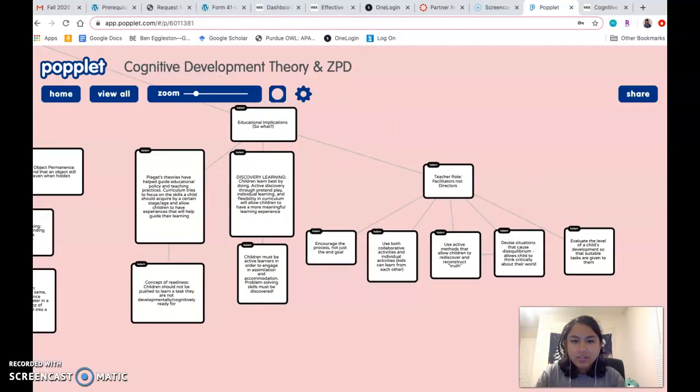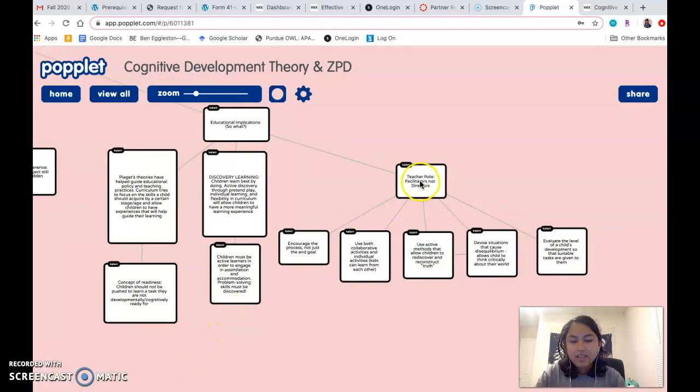And a final educational implication is the idea that the teacher's role is to facilitate, not to dictate or direct. In this sense, teachers should encourage the process, not just the end goal. Teachers should use both collaborative activities and individual activities so that kids can learn from one another. Teachers should use methods that allow children to rediscover and reconstruct the truth.